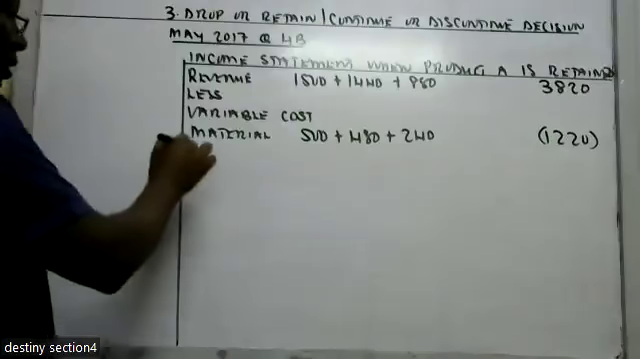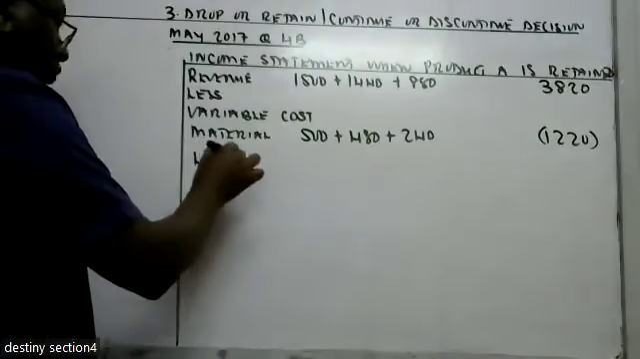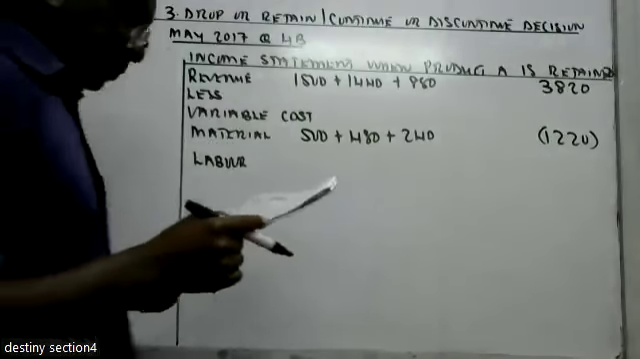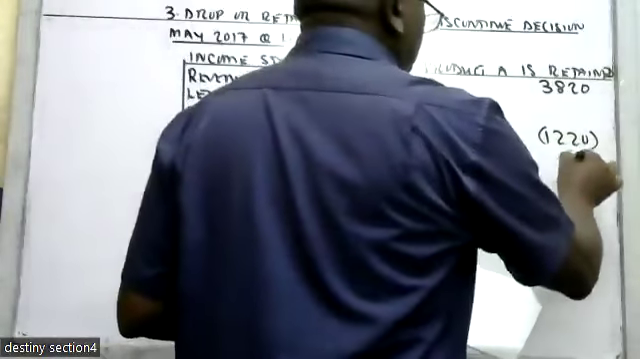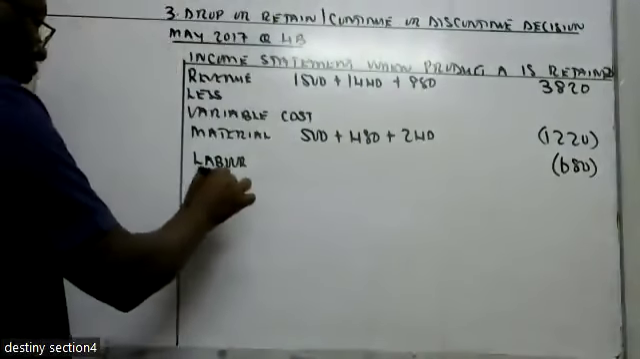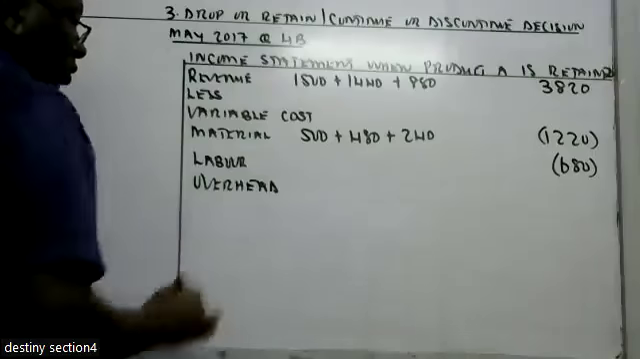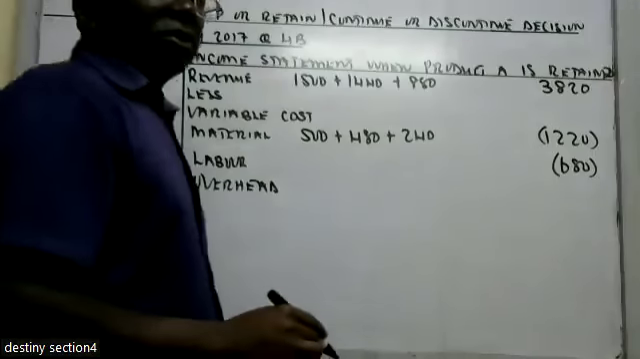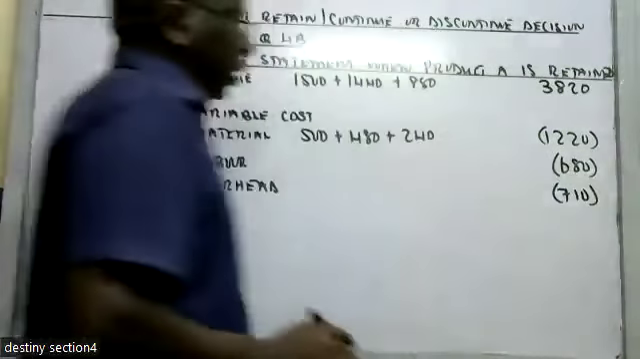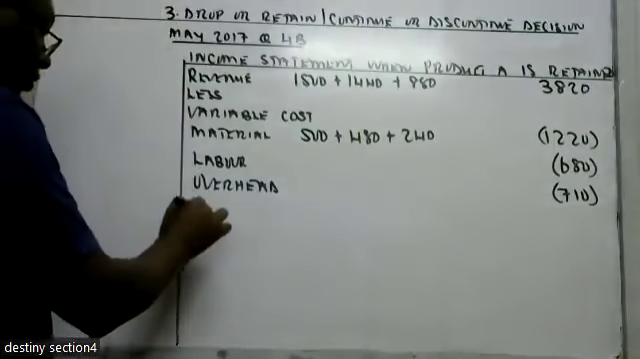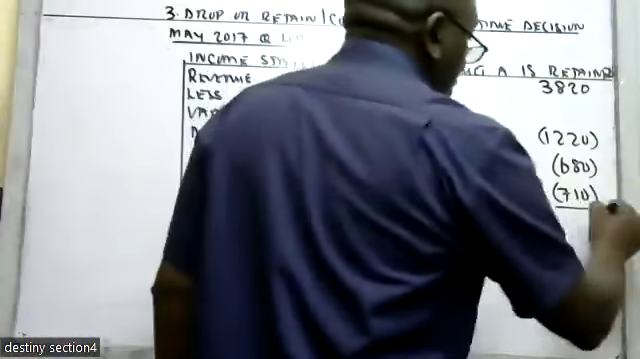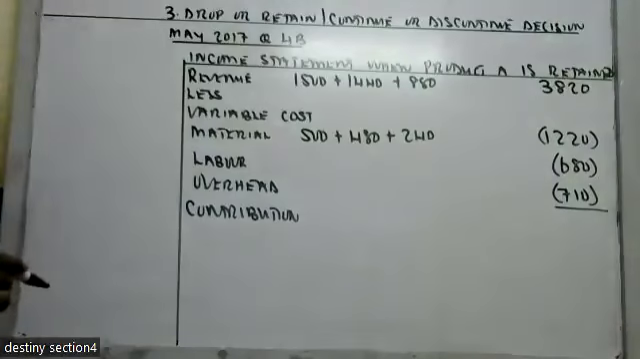Huyo mwingine ni labor. So utarudi kwa ile working tulikuwa nayo, niambie total ya variable labor tulikuwa tumepata 680. Huyo mwingine anaitwa overhead. Overhead, the variable tulikuwa tumepata total 710. Now with those ones, you get a figure called contribution.